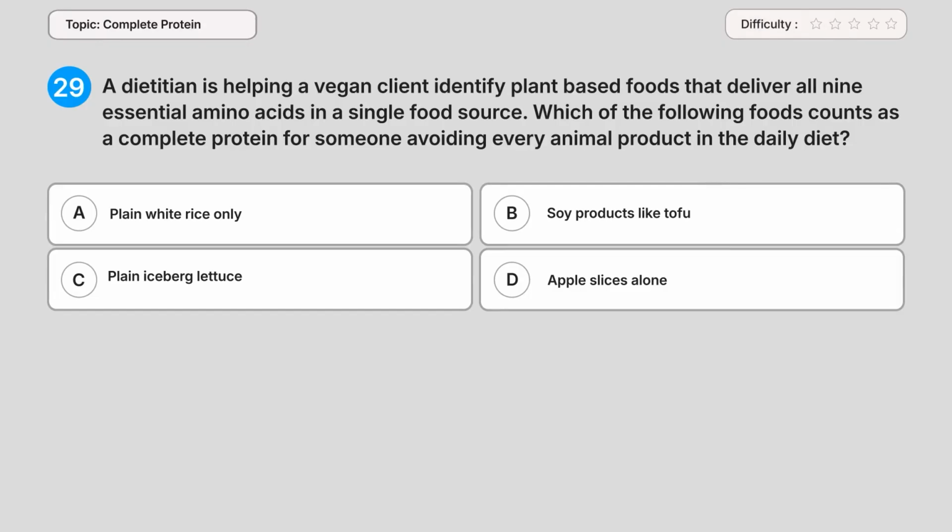29. A dietitian is helping a vegan client identify plant-based foods that deliver all 9 essential amino acids in a single food source. Which of the following foods counts as a complete protein for someone avoiding every animal product in the daily diet? A. Plain white rice only. B. Soy products like tofu. C. Plain iceberg lettuce. D. Apple slices alone. Do you know the answer?